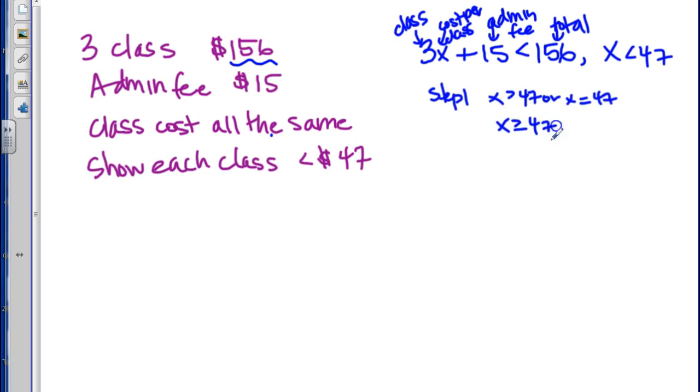X is greater than or equal to $47. We can smash them together. We could have done it on the last one too. All right, so let's see step 2. We could make a table.